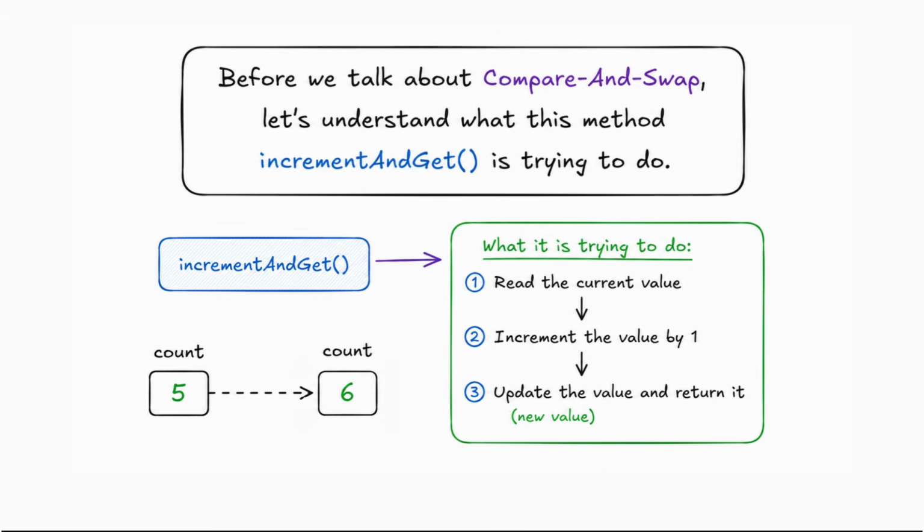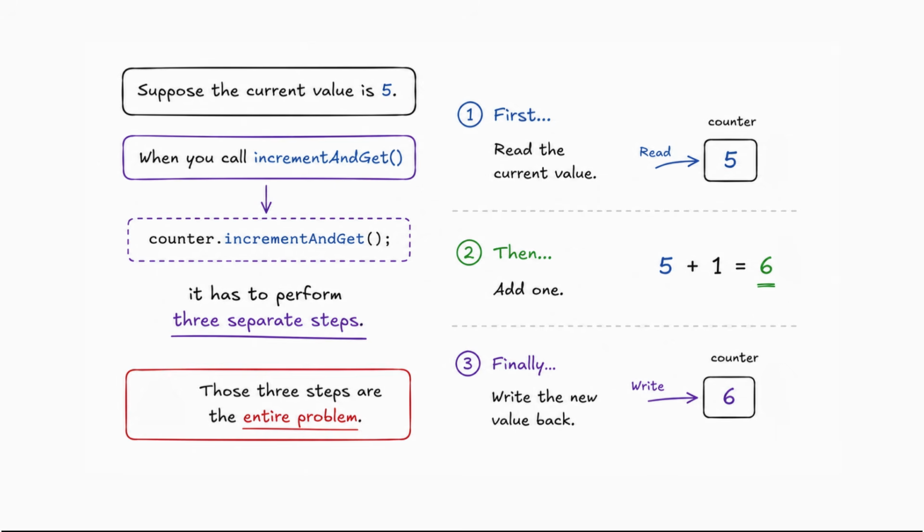Before we talk about compare and swap, let's understand what this method incrementAndGet is trying to do. Suppose the current value is 5, and when you call the incrementAndGet method, it has to perform three separate steps. First, read the current value, then add 1 to the current value, or you can say simply increment the value, and finally write the new value back. And those three steps are the entire problem.